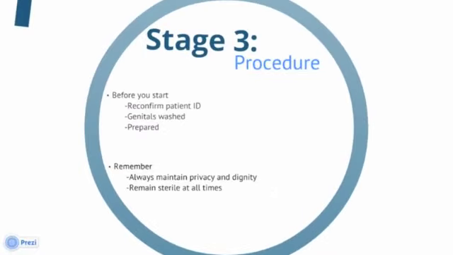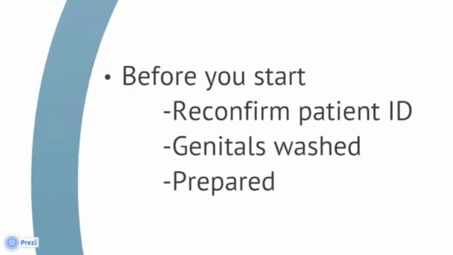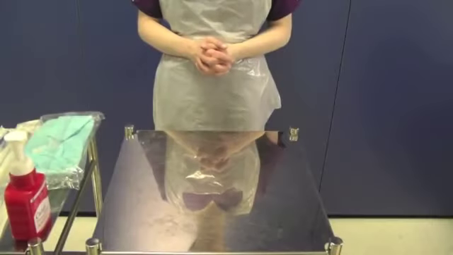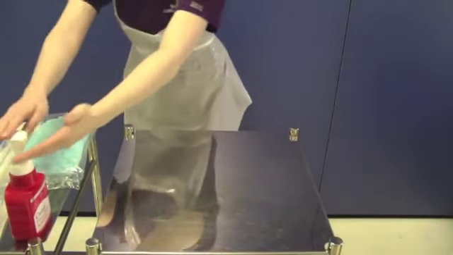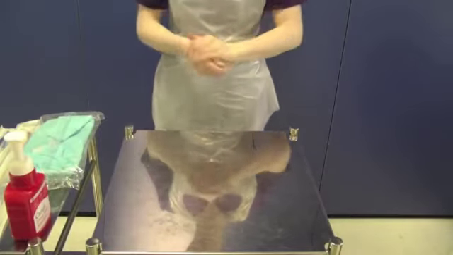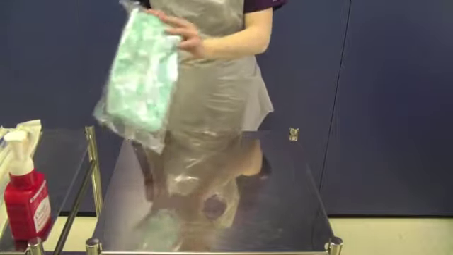Stage 3 involves performing the procedure itself. This video will demonstrate how to gather the equipment seen in Stage 2 and correctly perform catheterization. Before you start, reconfirm patient ID, ensure that they have washed their genitals and that you and the patient are prepared. For the purposes of this video, we will start with a clean trolley. Our videos on venipuncture and cannulation demonstrate this cleaning process. Once you have cleaned your trolley, don an apron and decontaminate your hands using the WHO 7-stage hand washing technique. This must be used every time you decontaminate your hands.